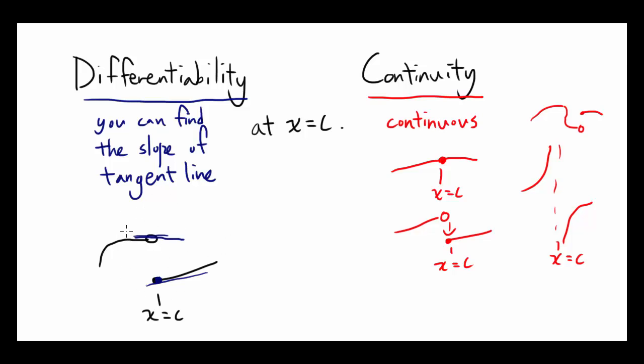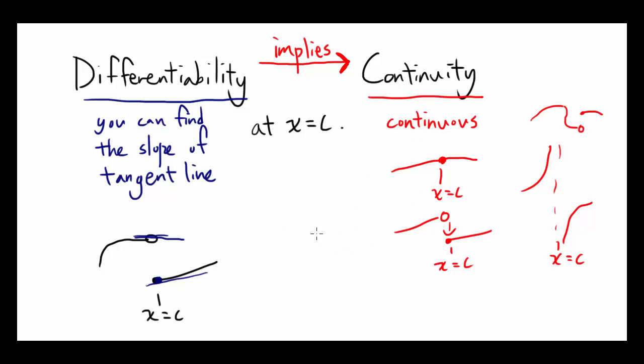You cannot really draw a tangent line at x equals c if the function is not continuous at x equals c. So for differentiability to work, the function has to be continuous. For differentiability to occur at x equals c, the function has to be continuous at x equals c. Differentiability implies continuity. Now, does continuity imply differentiability? What I mean is that if something is connected, it doesn't mean we can find the slope of the tangent line.